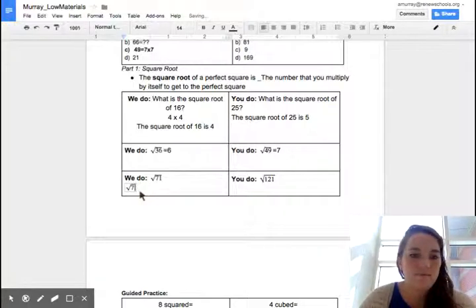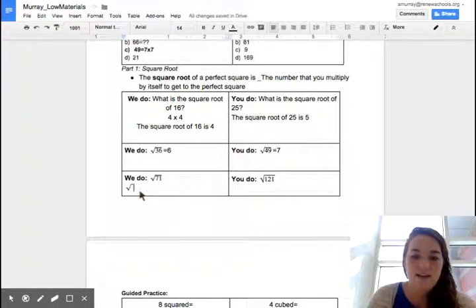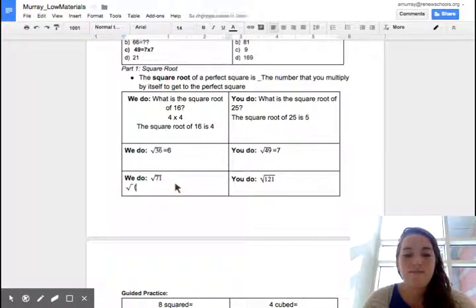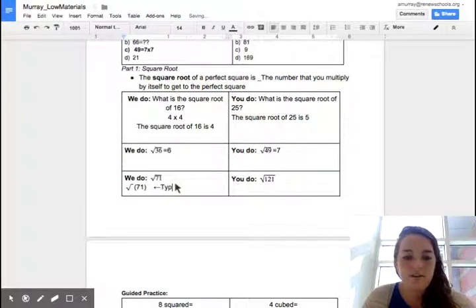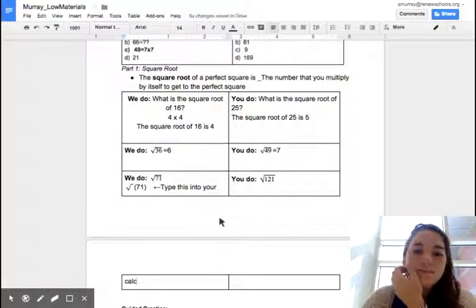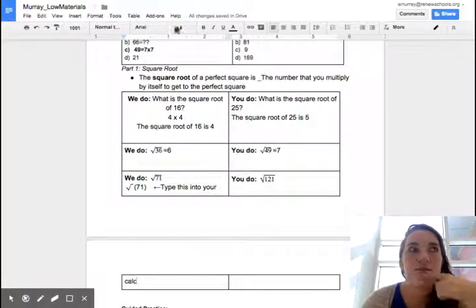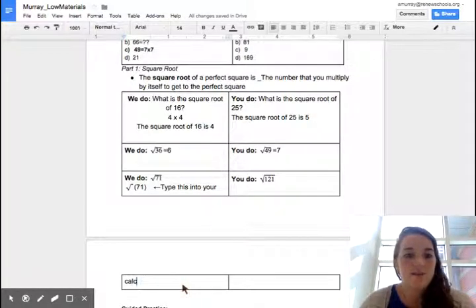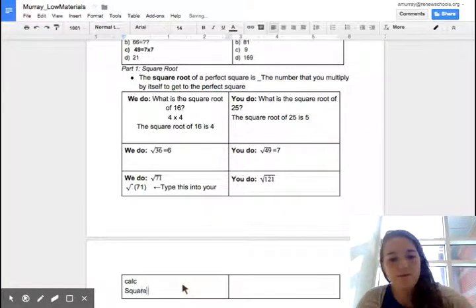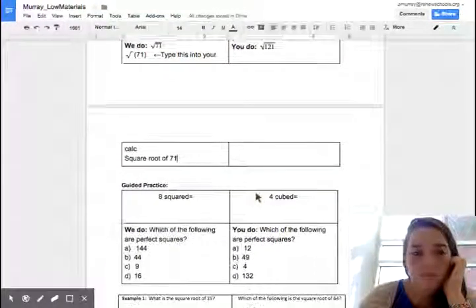So it'll look like this. You're going to type in 71, and then type in the closed parenthesis. Type that into your calculator, and if you press equal, it'll come up with the square root. Another way you can do it is by entering the words square root of 71 into Google. Try that for the next problem as well.